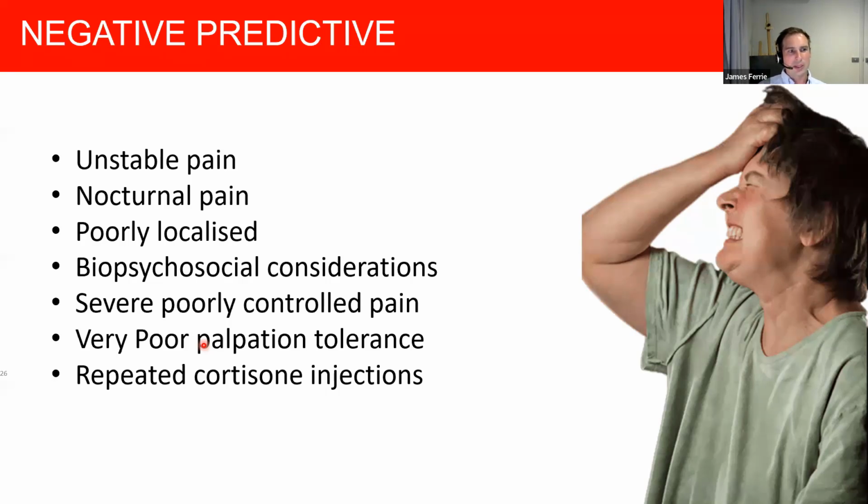Again, if the pain is really severe, poorly controlled, and you have a lot of trouble just palpating it lightly, and also if the patient's had repeated cortisone injections, we know this has an effect in terms of that tissue's ability to regenerate. Multiple cortisone injections in one place will also often tell you that it's probably more complex than just that one target spot.